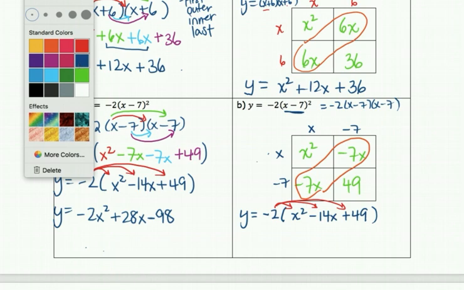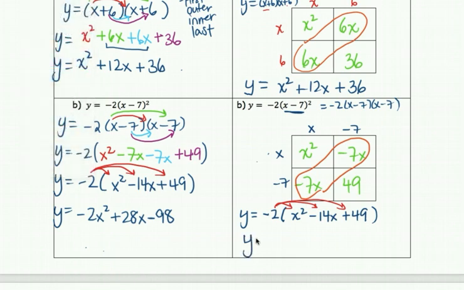Okay, and then you get to your final answer in standard form. So this is -2x squared plus 28x, subtract 98. All right, so there we go. Standard form, no more brackets.